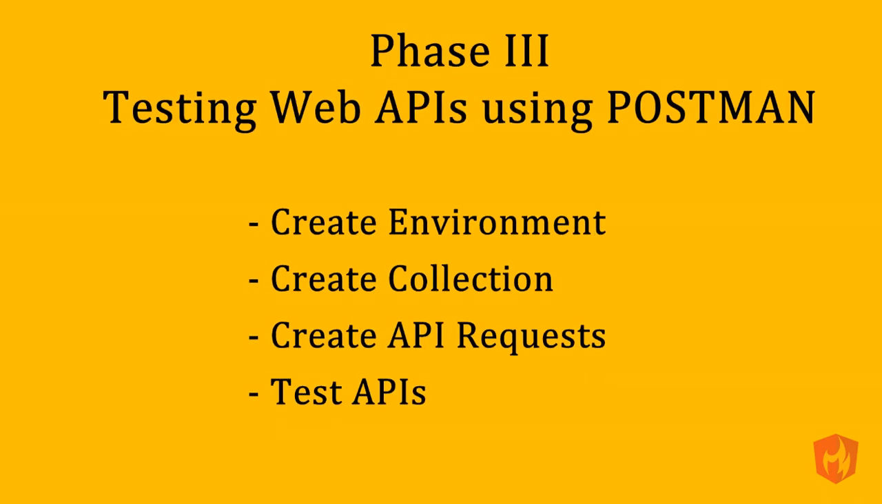Then phase 3 is testing web APIs using Postman. So we'll see how to create an environment in Postman, and how to create a collection in Postman. A collection is a set of different web APIs which you store, and then later you can use anytime, so that every time you don't need to write down the URL and passing parameters. You just create it once and you can use it anytime you want.